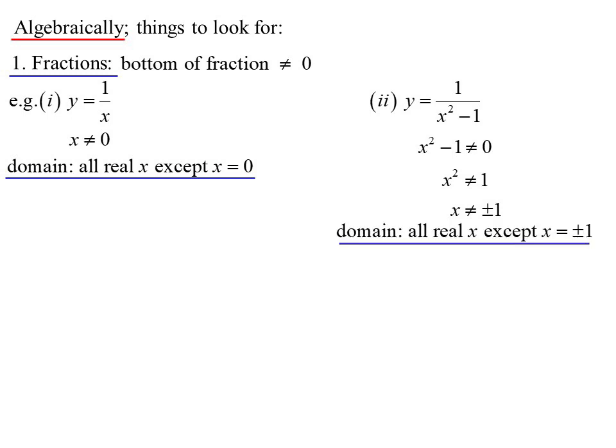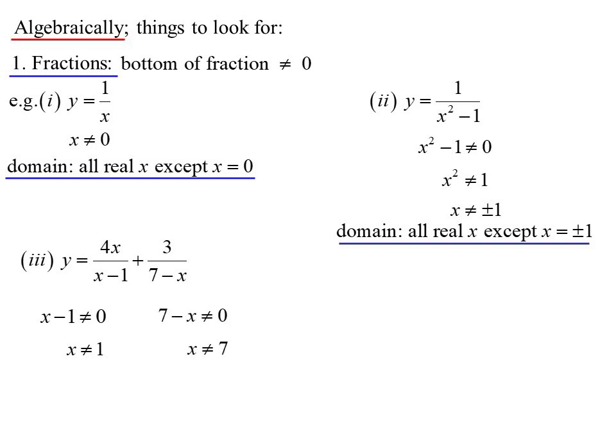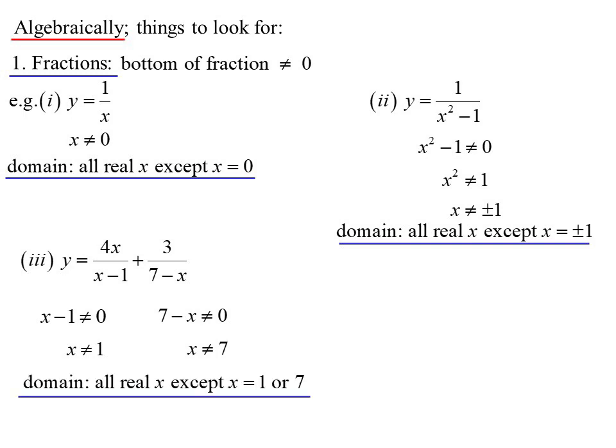So the domain is, well, I got everything. I got all real x. Except I can't have x equals plus or minus 1. Two fractions, well, the rules are still the same for both fractions. X minus 1 can't equal 0, so x can't equal 1. 7 minus x can't equal 0, so x also can't equal 7. So there's my domain. Everything except 1 and 7.